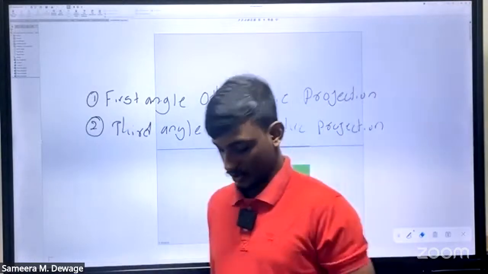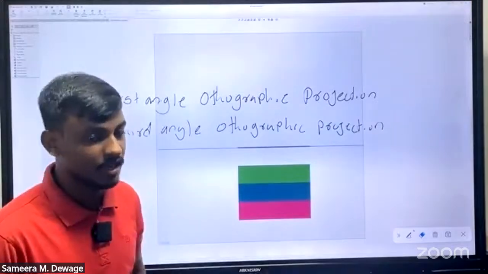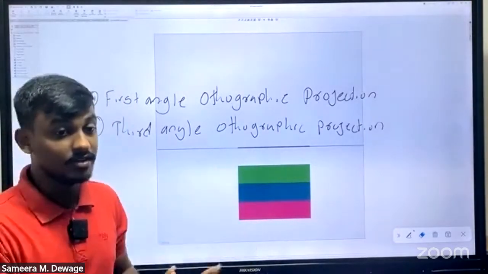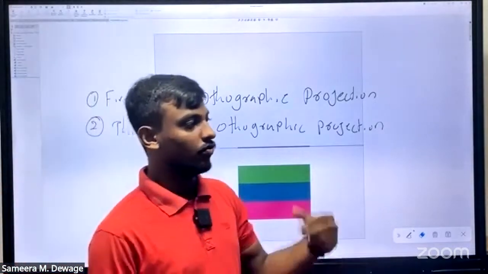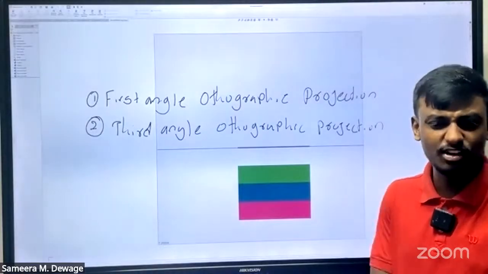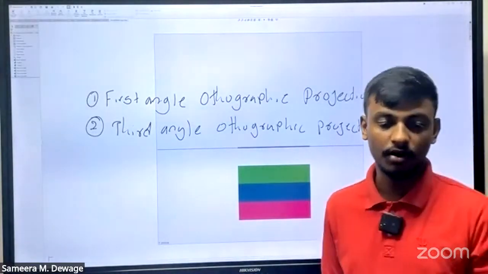Right. So my question is, what is first angle projection? Can anyone tell me? We already discussed it, that's why I'm asking. What's the meaning of first angle projection? You can unmute your microphone and speak.